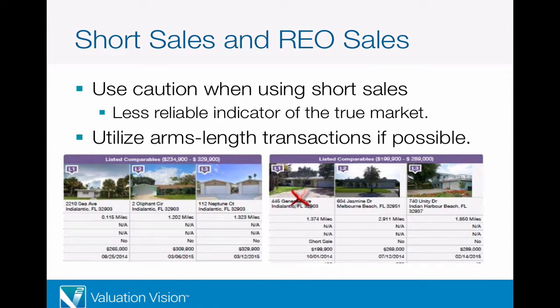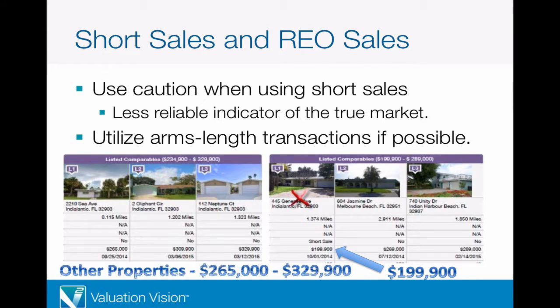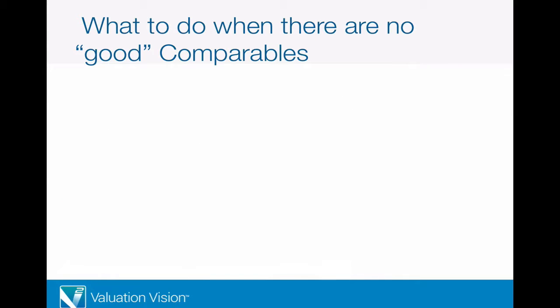Here's an example from our files. You can see that this listing, comparable number 1, is indicated as a short sale and is listed at $199,900. Note that all of the other listing ranges are significantly different, between $265,000 and $329,900. This property that was a short sale is not a good indicator of value for our subject.